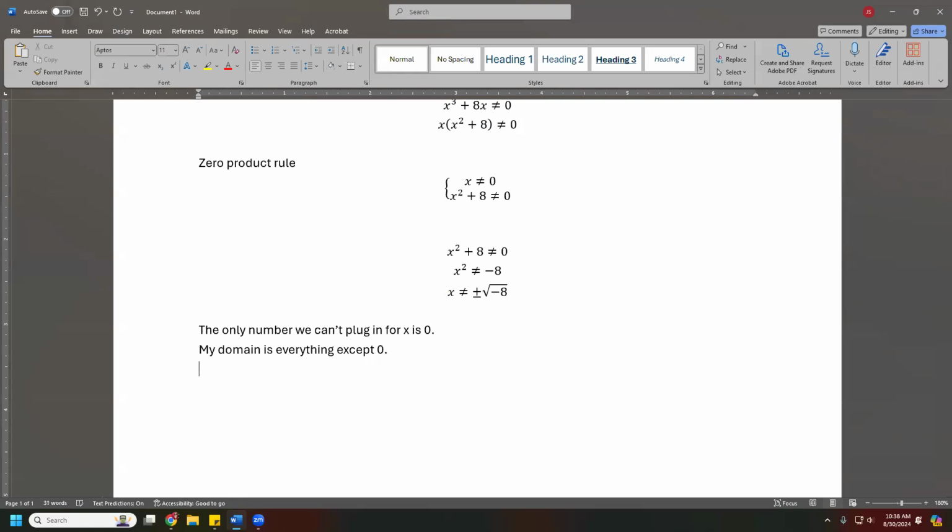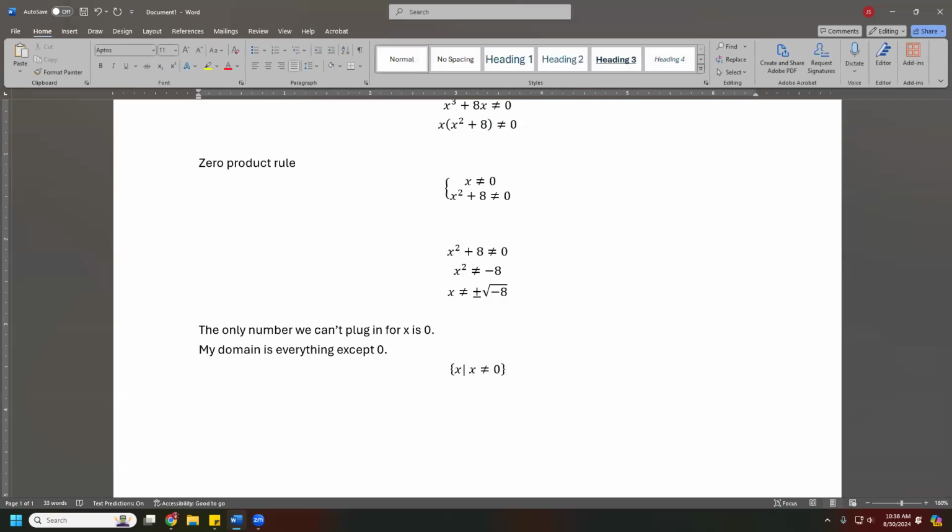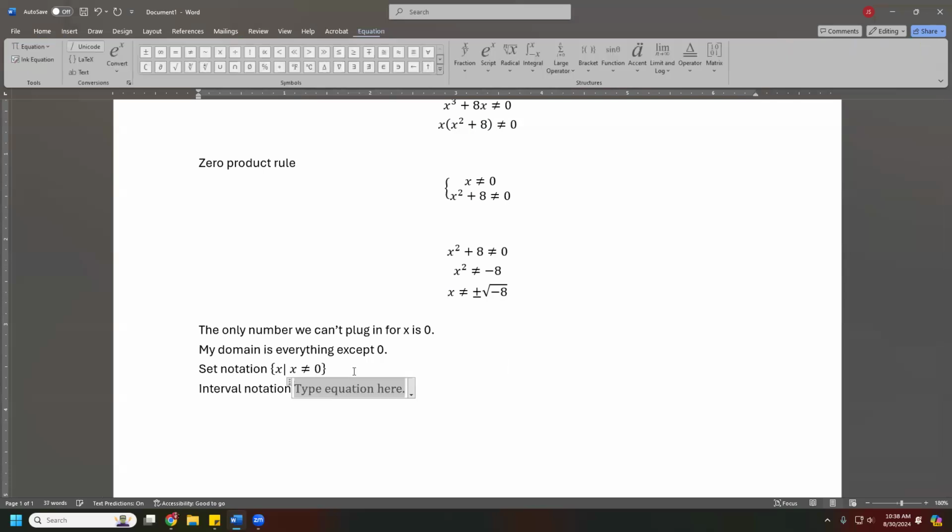The way that we write this in math notation would be 2 ways. I'm going to say I need x such that x does not equal 0. This could be set notation. So I'll write that over here, set notation, and interval notation. What I want to say is everything from negative infinity up to 0, that works. And I want to glue it together with everything that's from 0 onwards.